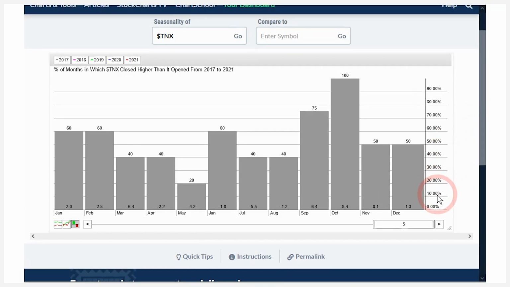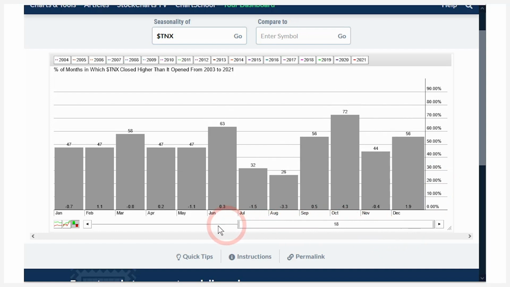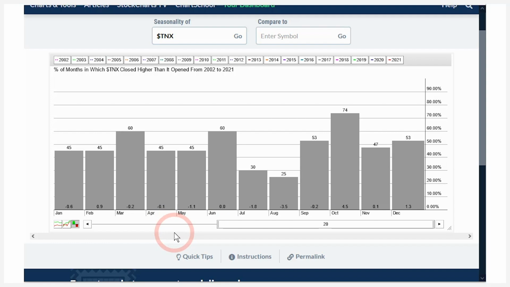So now we have the seasonal pattern for the 10-year Treasury yield. And if we stretch that out to 20 years, we can see when yields tend to rise and when yields tend to fall based on these historical patterns. And look at which month is the weakest month for Treasury yields, when Treasury yields tend to fall. And that means bond yields tend to rise.